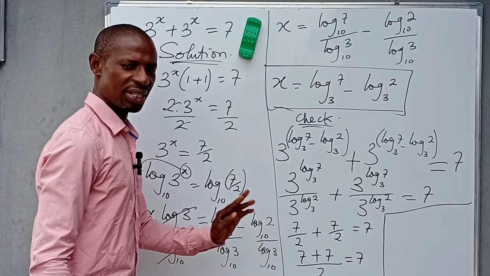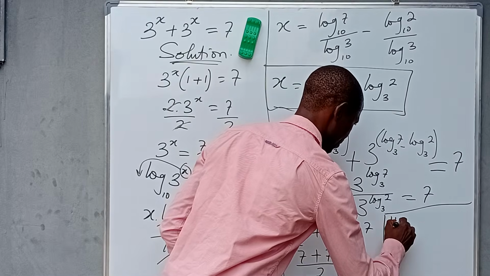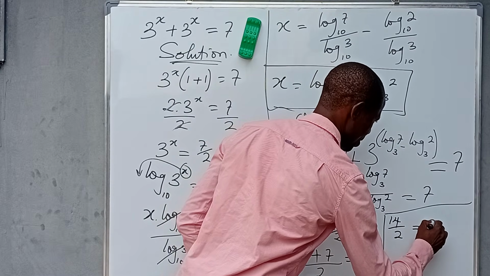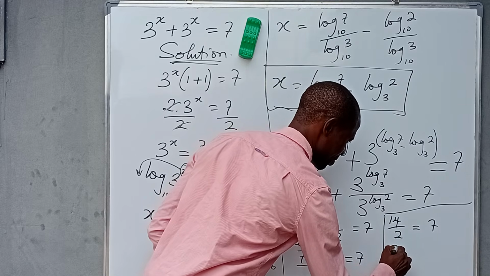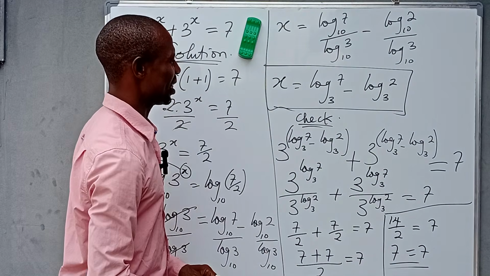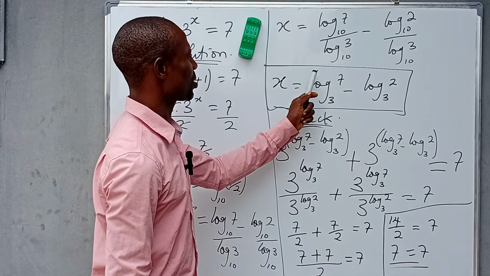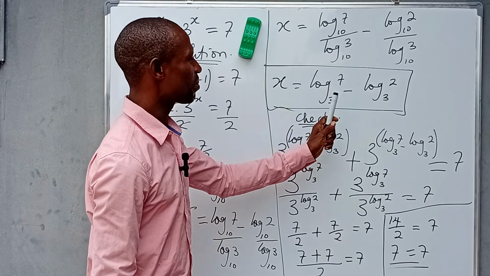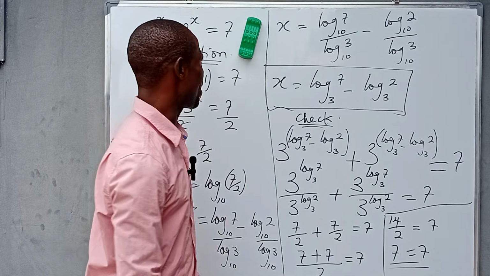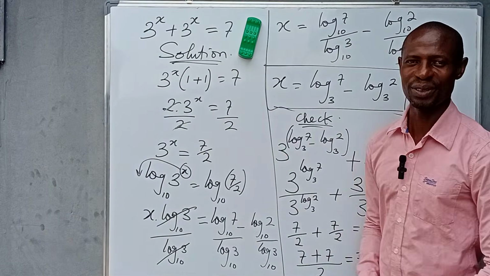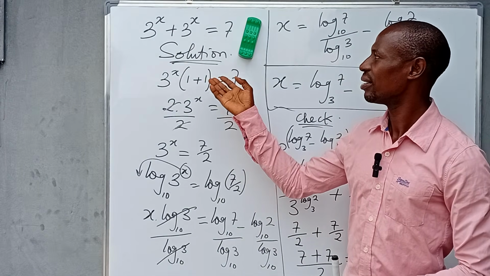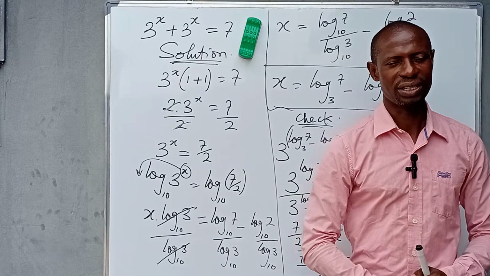So we can add 7 to 7, which will give us 14, all over 2, equal to 7. So 2 into 14 will give us 7, equal to 7. So you can now see that the answer we got, x equals log 7 base 3 minus log 2 base 3, actually satisfies the original equation, which is this. So this is how you verify the roots or answers to exponential equations of this kind.